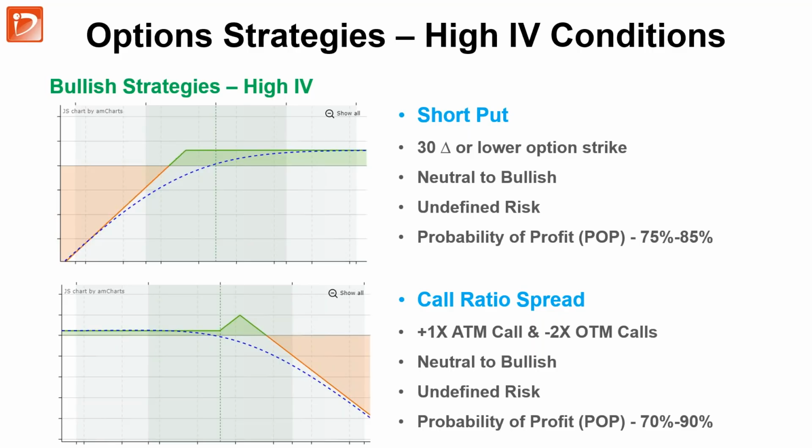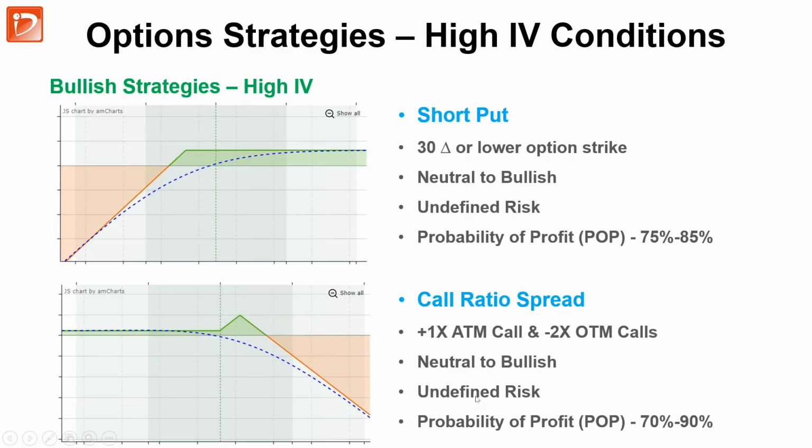So this is a neutral to bullish strategy. It is undefined risk because you have one extra naked option, and the probability of profit is very high depending on the strikes you choose. So around 70 to 90%.